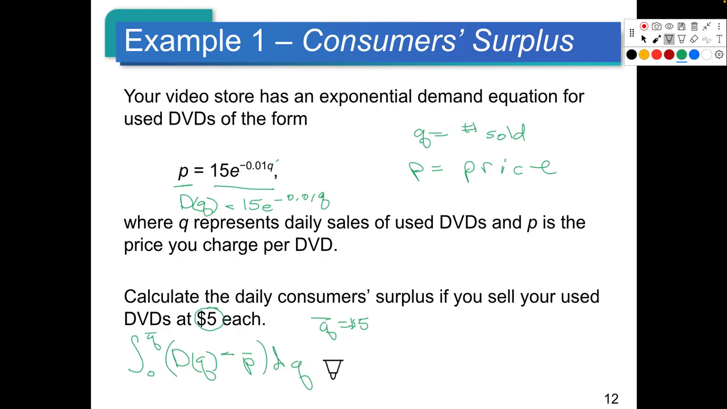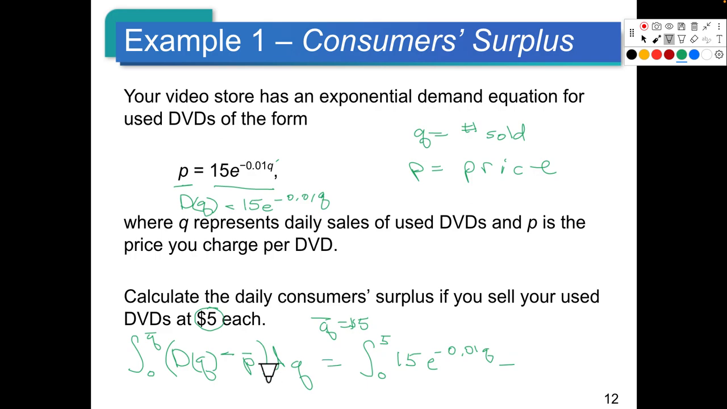So let's set this up. This is the easy part. We're going to go from 0 to 5 because they told us Q bar is 5. They'll give you that. D of q is the function 15e to the minus 0.01 Q, and Q is just a variable. We're going to integrate that, and then we're going to figure it out.